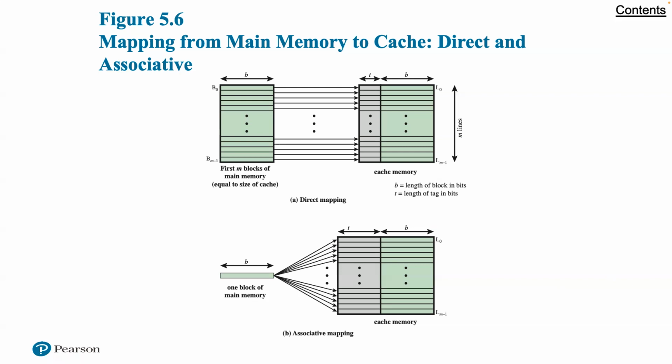Where i is the cache line number, j is the main memory block number, and m is the number of lines in the cache. So in this figure that we're showing, 5.6a, it shows the mapping for the first m blocks of main memory. Each block of main memory maps into a unique line of the cache. The next m blocks of main memory map into the cache in the same fashion, that is, block Bm of main memory maps into line L0 of the cache, block Bm+1 maps into line L1, and so forth. And at the bottom here, we're showing another example called the associative mapping that we're not going to get into detail for now.